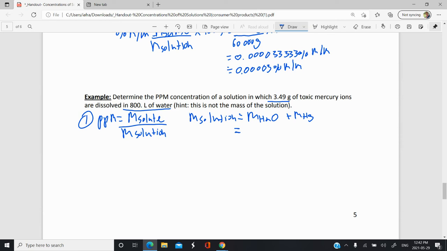So remember, our mass of water is 800 liters here. Our density is 1 gram per 1 mL. So if we have 800 liters, that's 800,000 mL, which is equal to 800,000 grams. So that's a tiny amount of mercury in that big amount of water. But let's go ahead and find the total mass here. So we have 800,000 grams plus the 3.49 grams.